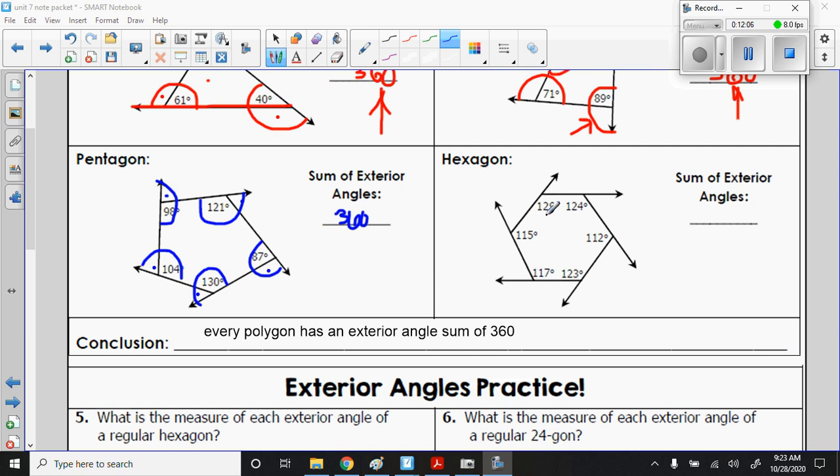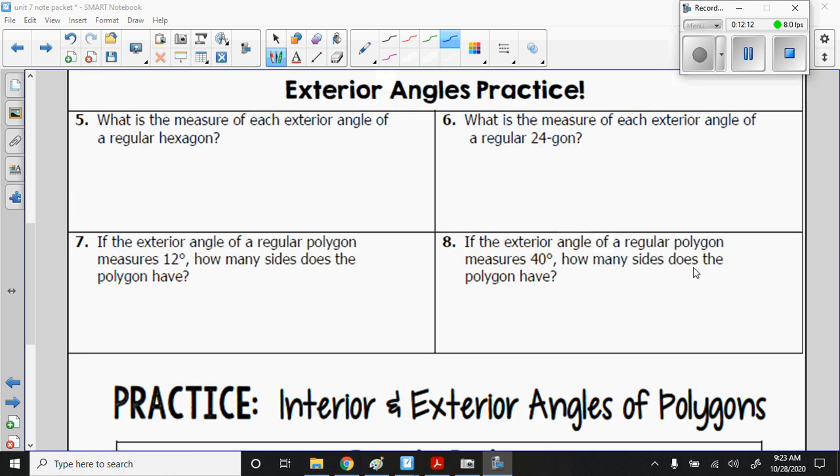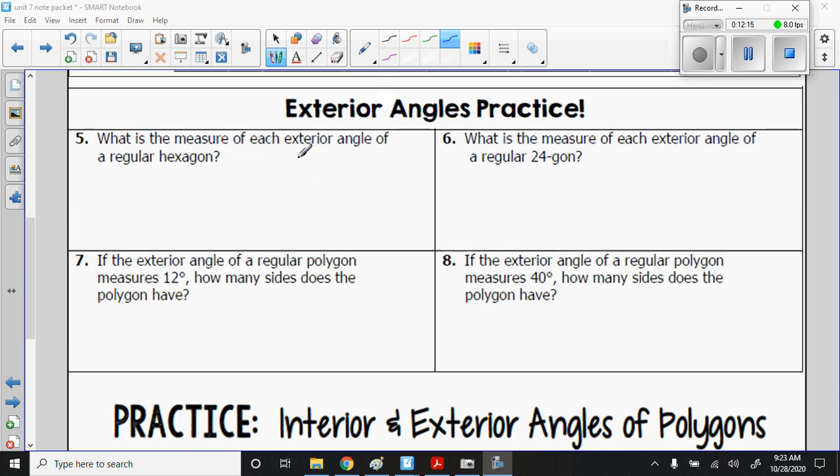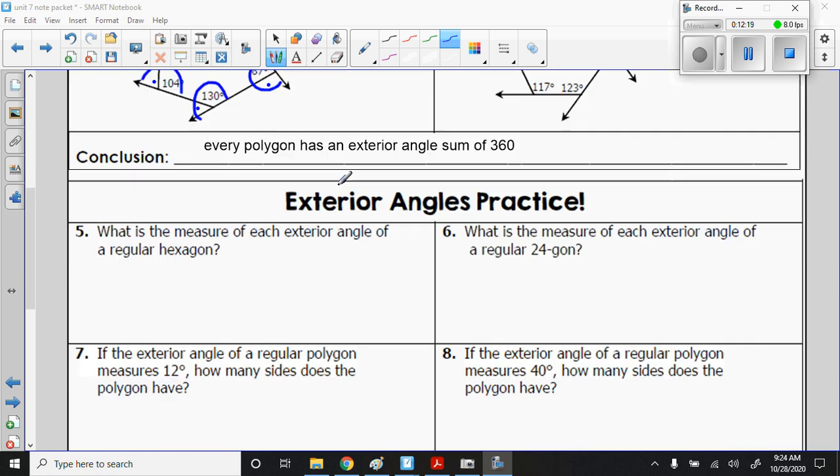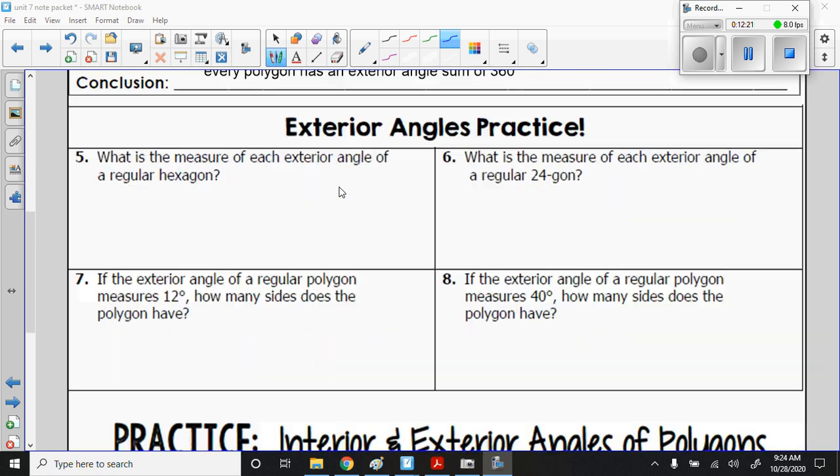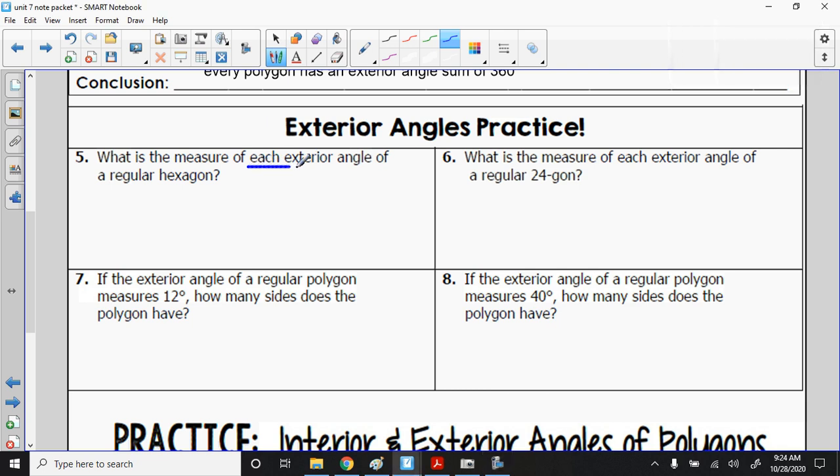Okay, so in a hexagon, same thing. Do all these half circles have to add up to 360? Okay, what's the measure of each exterior angle of a regular polygon? So I'm about to give you a formula here for the measure of each exterior angle.